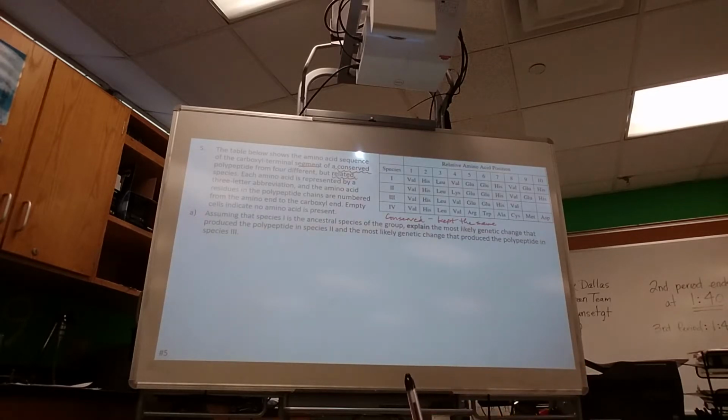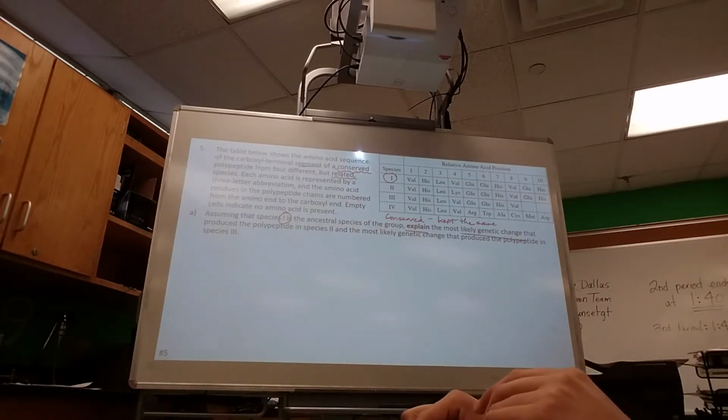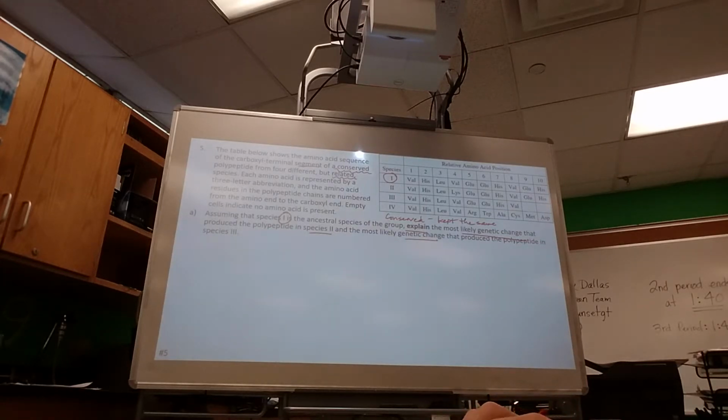It says, assuming that species 1 is the ancestral species of the group, so species 1 came first and gave rise to the other 3, explain the most likely genetic change that produced the polypeptide in species 2, and the most likely genetic change that produced the polypeptide in species 3. So let's look at the differences between species 1 and 2.